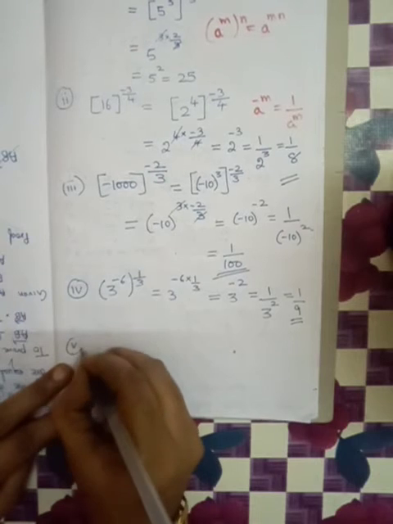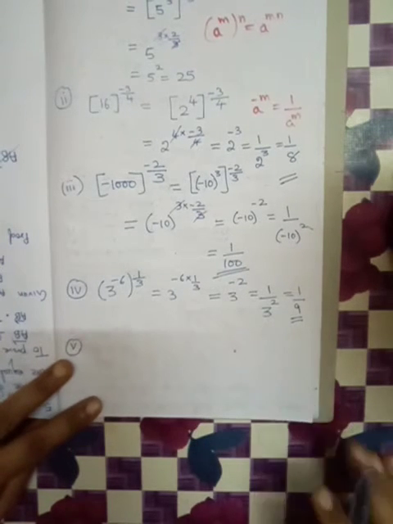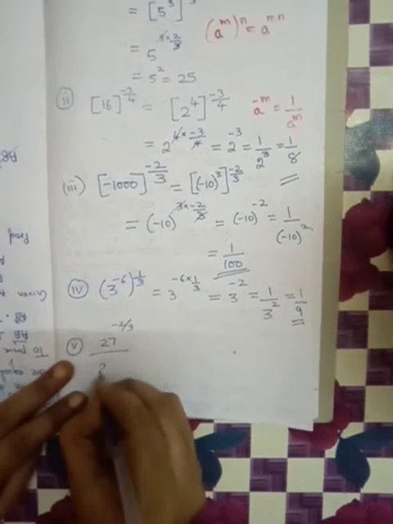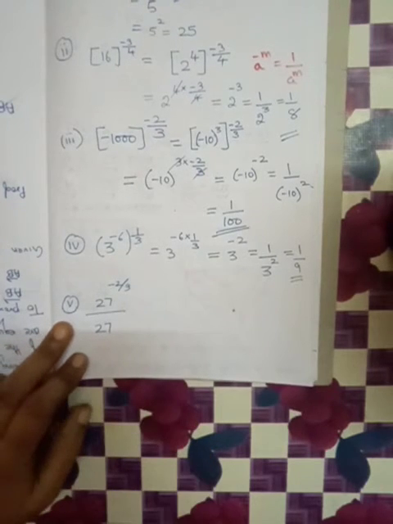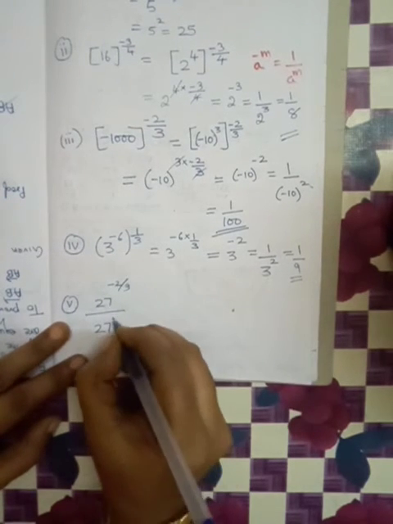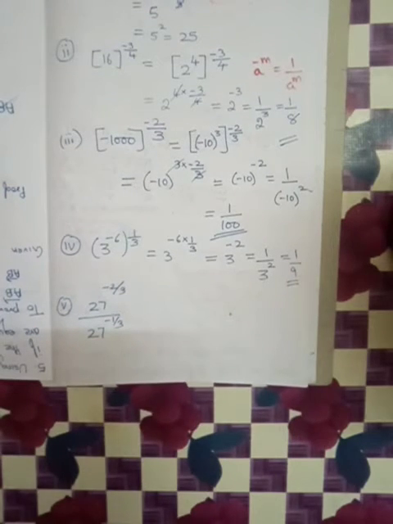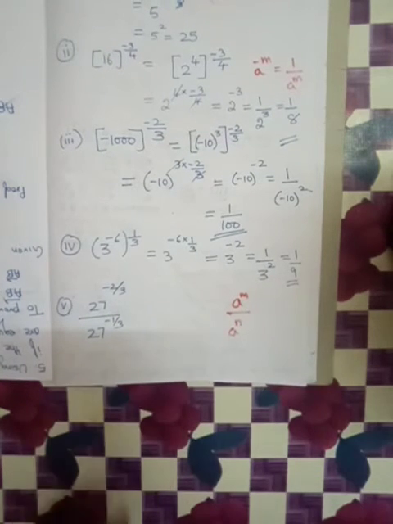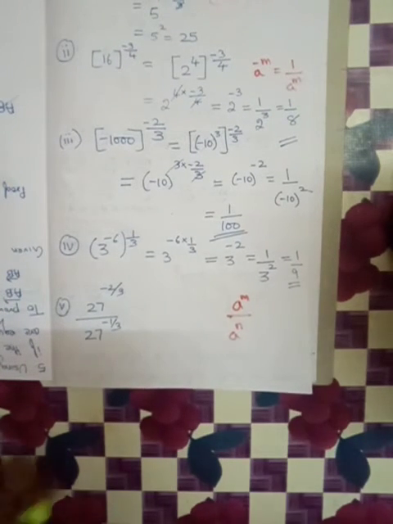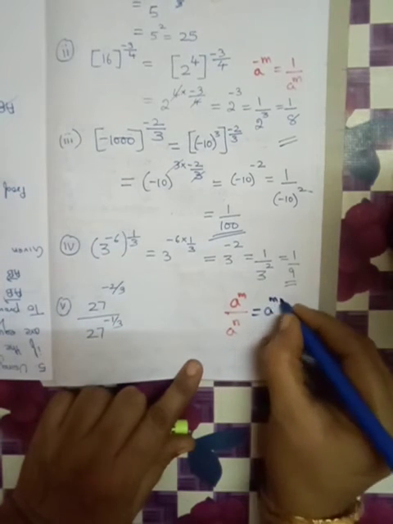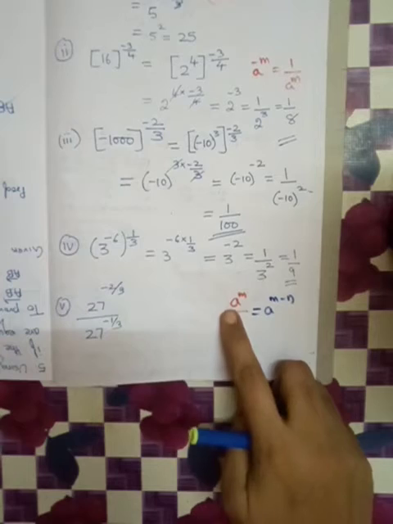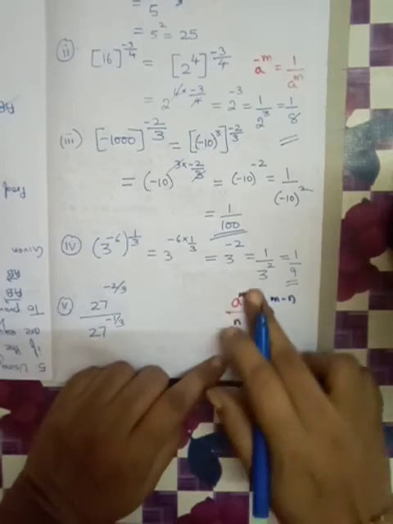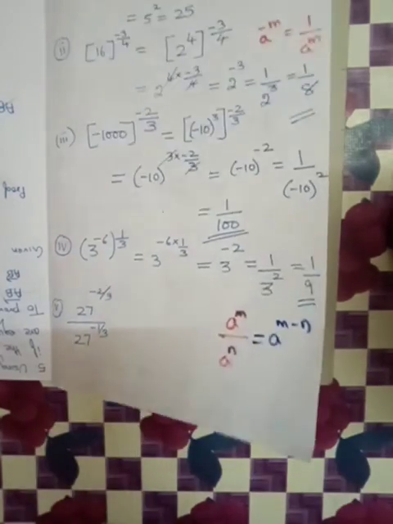Now fifth subdivision. The question is 27 to the power minus 2 by 3 divided by 27 to the power minus 1 by 3. We have learned in our 8th standard a to the power m by a to the power n is equal to a to the power m minus n. When the base is the same and it is division, I can subtract the powers.